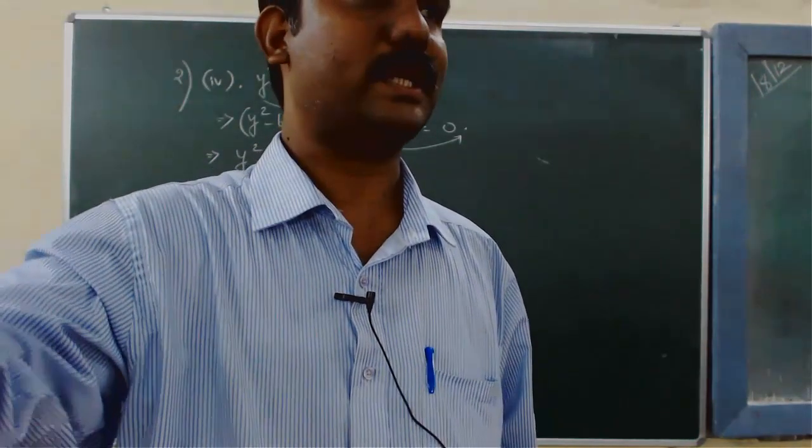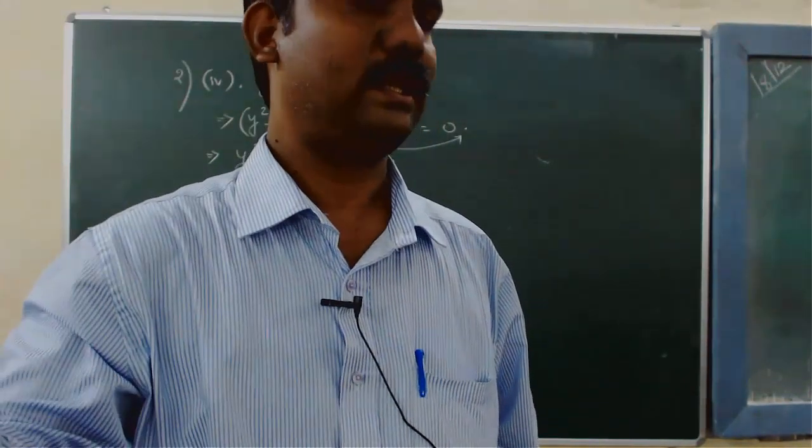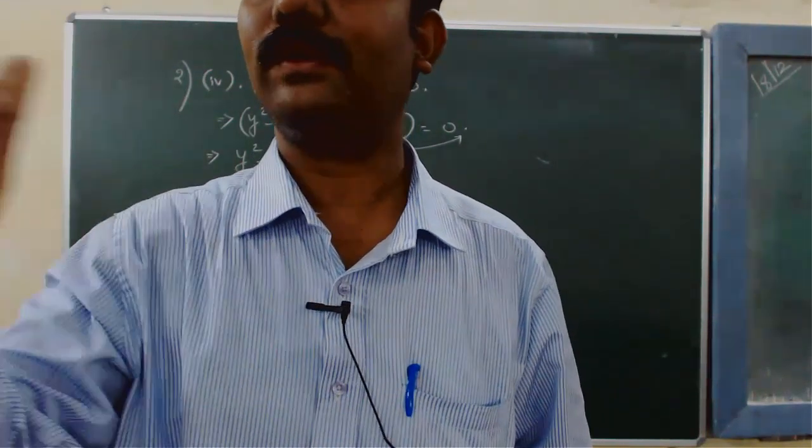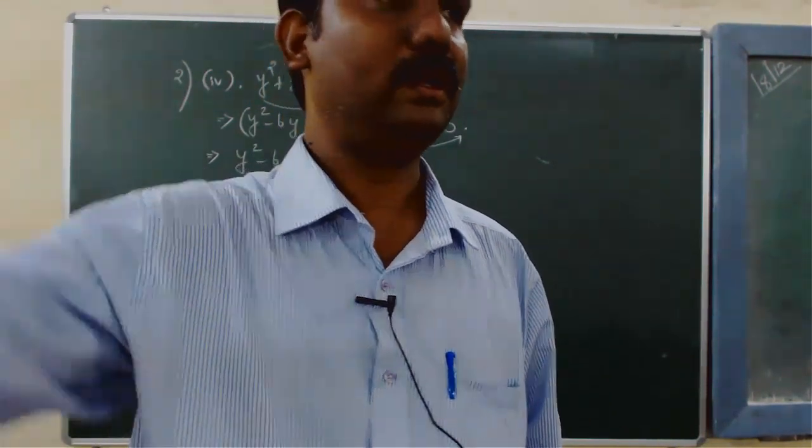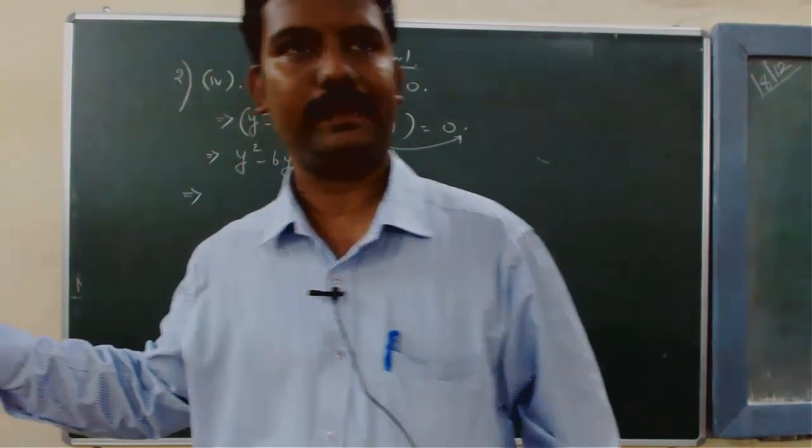How will type 1 come, tell me. y minus k the whole square is equal to 4a into x minus h. How will type 2 come? y minus k the whole square is equal to minus 4a into x minus h. It is going to be either type 1 or type 2.